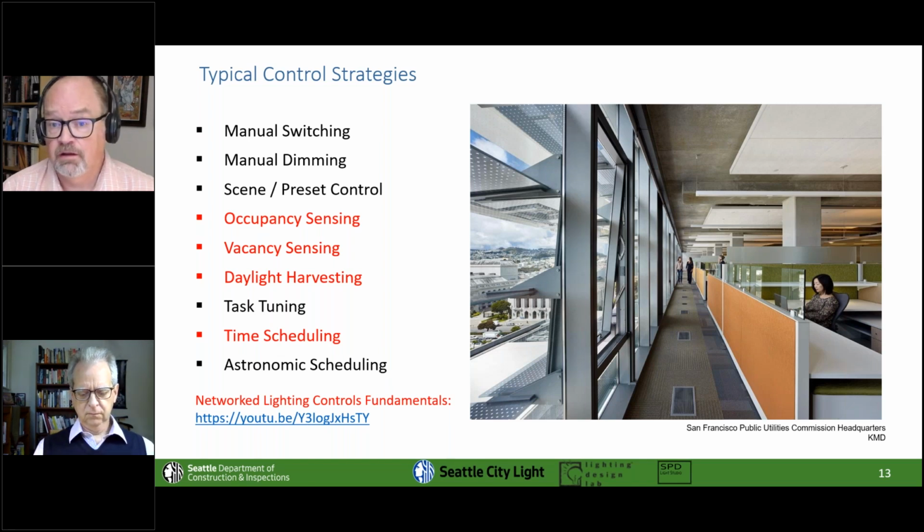From a codes standpoint, there are a handful of the typical lighting control strategies that we really tend to focus on. Things like occupancy and vacancy sensing, daylight harvesting, right? Time scheduling. I don't have task tuning listed there, but task tuning is also a big one. We'll see some examples of where that might be important for us.